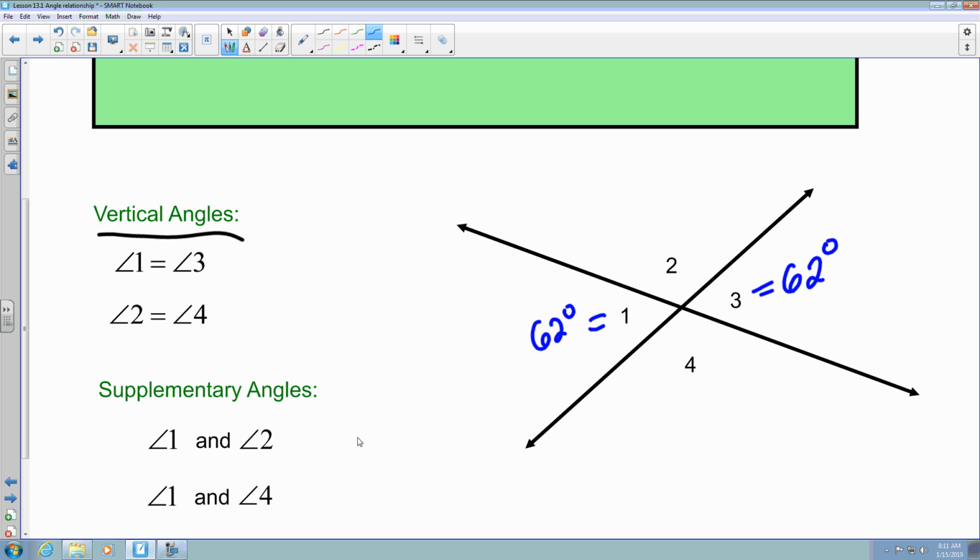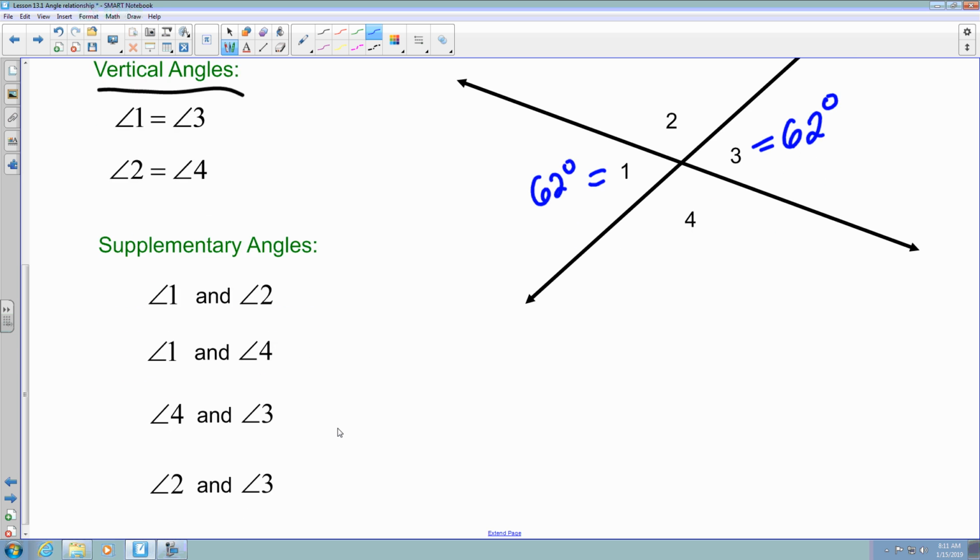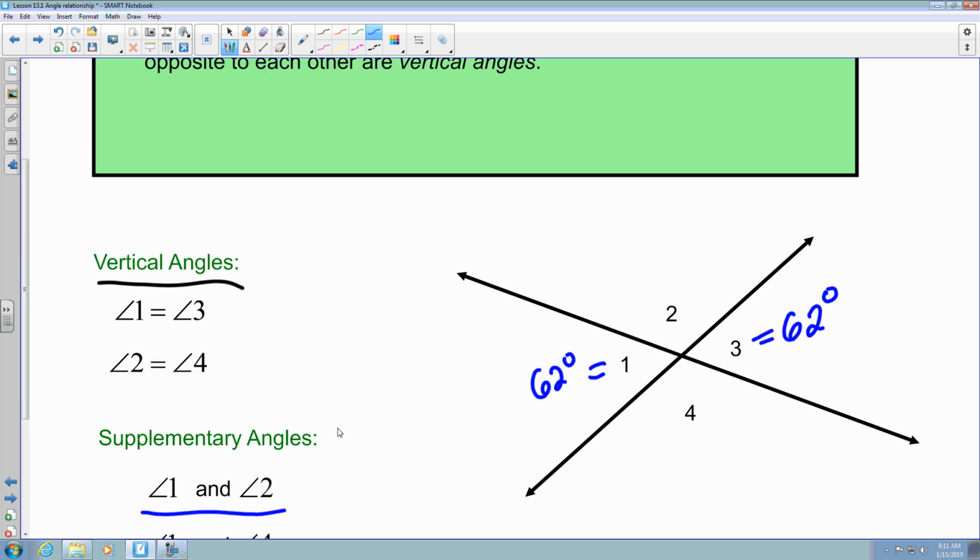Another thing about vertical angles is we have a bunch of supplementary angles. So 1 and 2 are supplementary, which means they add up to 180, 1 and 4, 4 and 3, 2 and 3. So even though you may be only given one angle for a specific number or letter or whatever symbol they have to represent an angle measure, we can find the other ones by using vertical angles and by establishing that the other ones are supplementary.